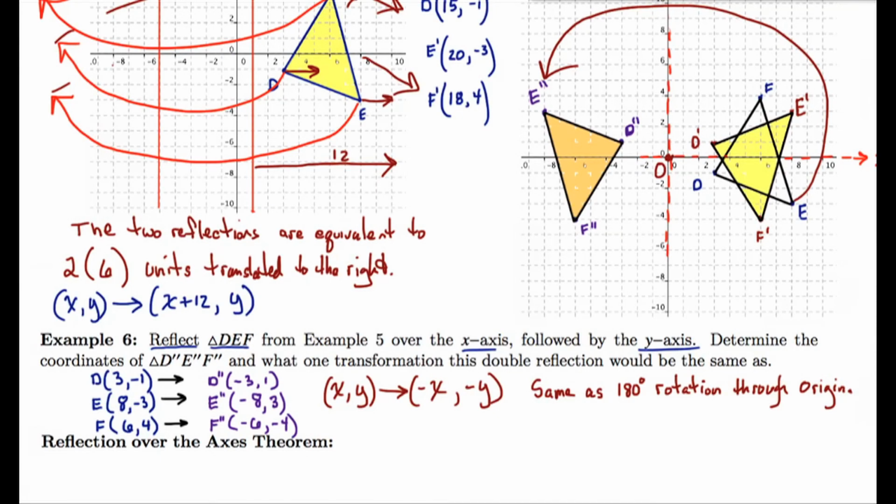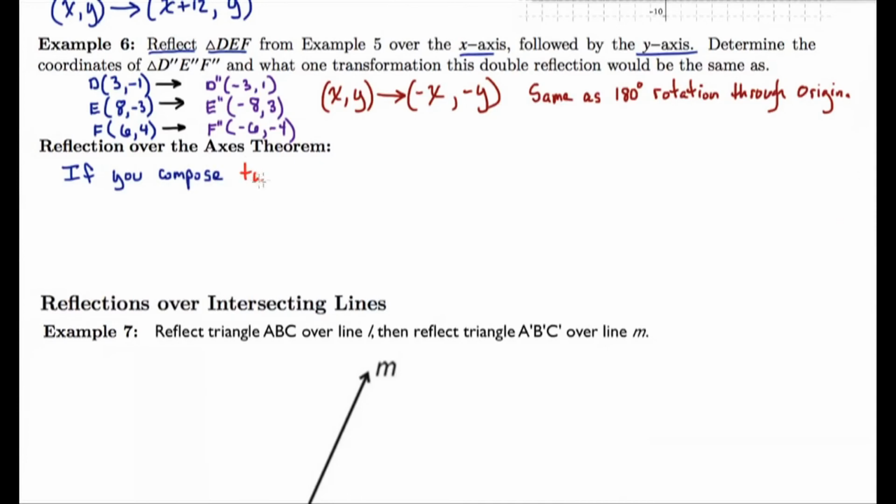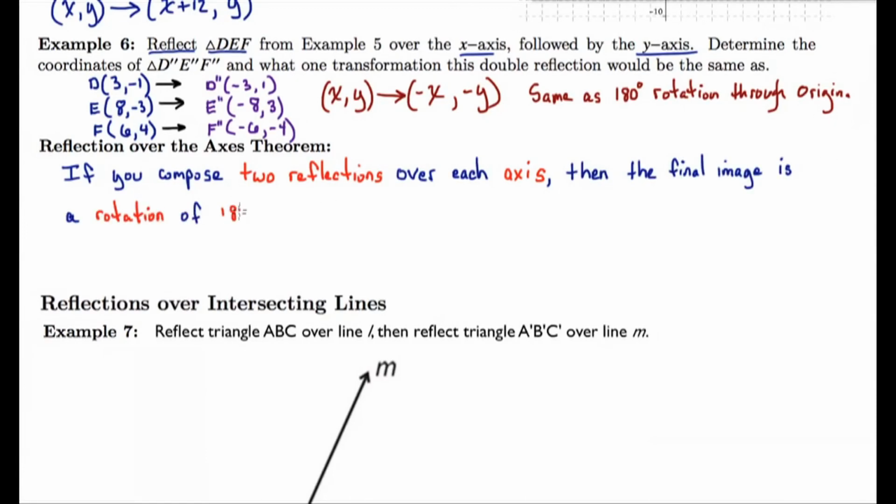Now this is the same as a 180-degree rotation through the origin. So this composition of reflecting over x and then the y-axis is the same as a 180-degree rotation. So that's what we're going to write for this theorem, the reflection over the axis theorem. If you compose 2 reflections over each axis, meaning the x and the y, then the final image is a rotation of 180 degrees through the origin of the original figure.